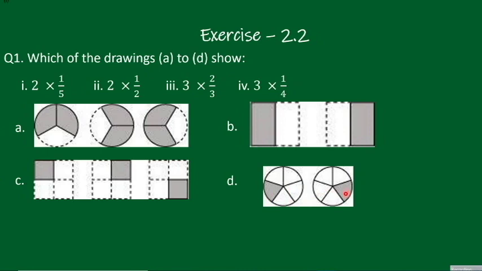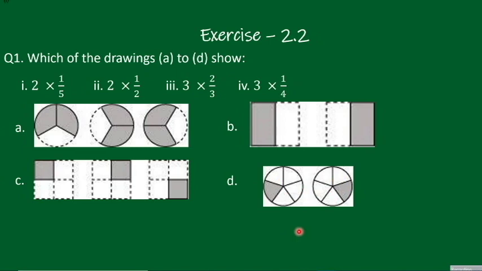Okay, we need one part shaded. Here we have one part shaded in both the figures, and the total parts should be 5. So see, 1, 2, 3, 4, 5. Each figure contains 5 equal parts. Am I correct?